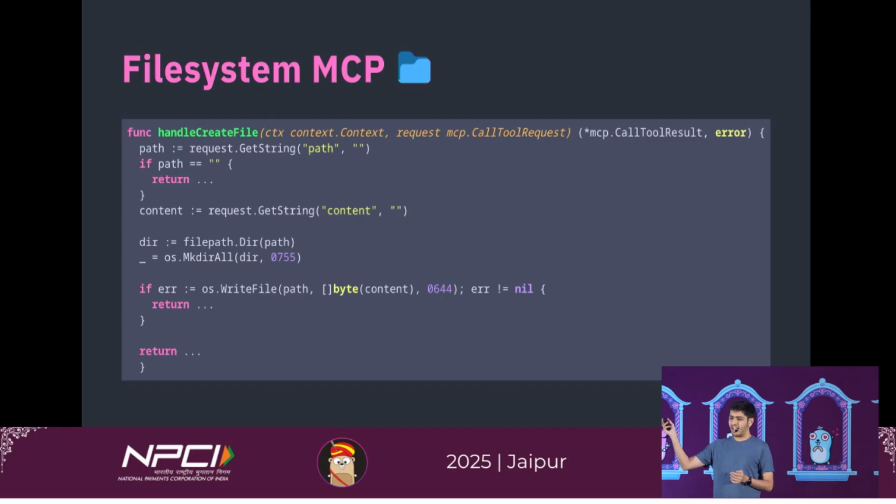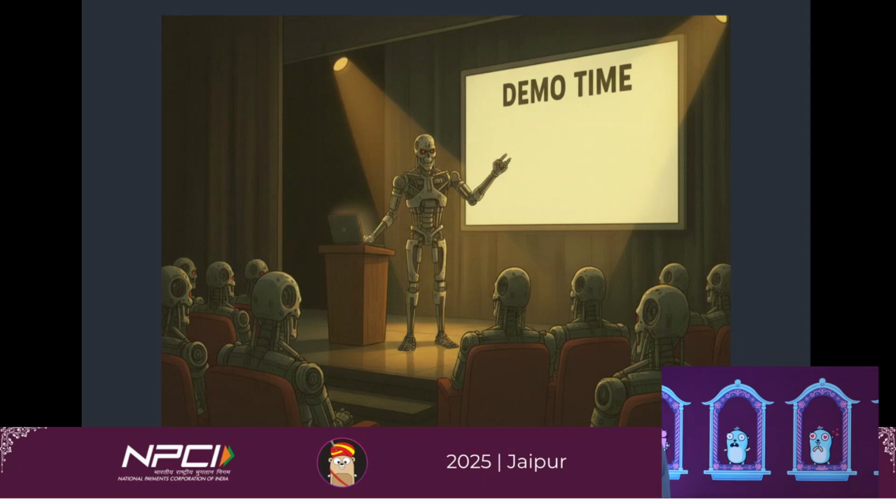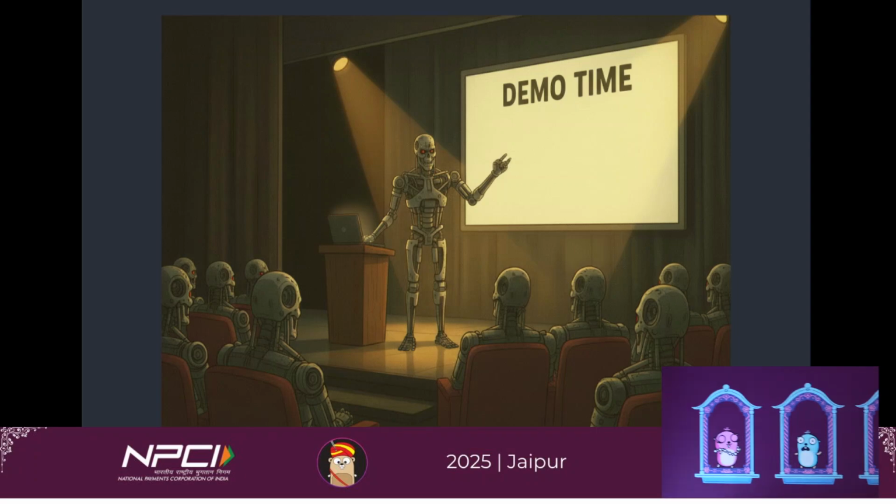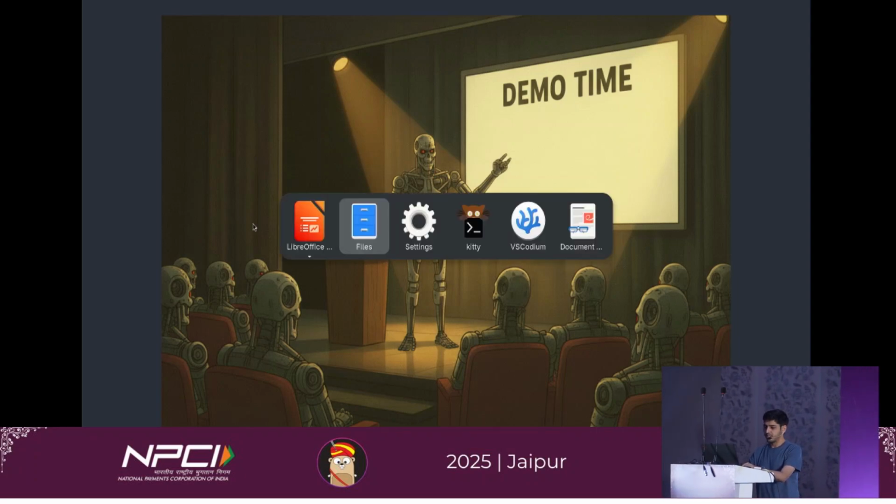And the handling is pretty straightforward. You take the path, you take the content, and then this is normal logic that you can write. You create a directory if it's required, and then you write content to that file path. So it's time for a demo now, because it's better if you look at these things.